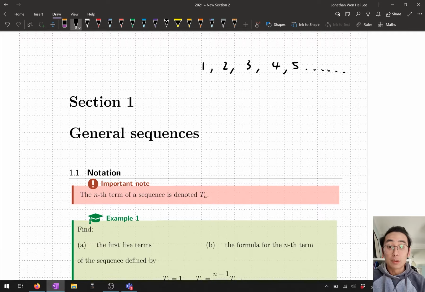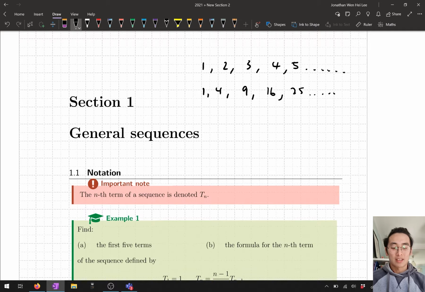Or you could have a sequence like 1, 4, 9, 16, 25, and so on. And so this would be an example of a sequence of squared numbers. And so here, a sequence is just when we have a string of numbers that are going on and on, and they follow a certain pattern.